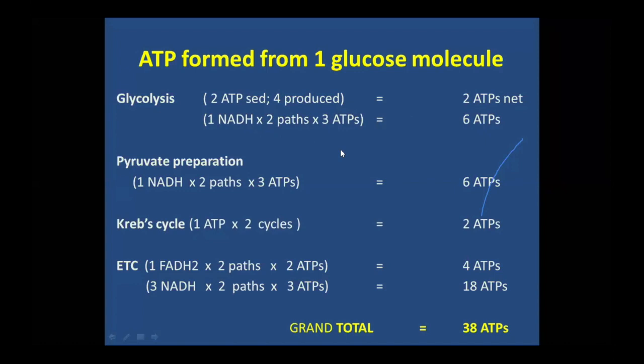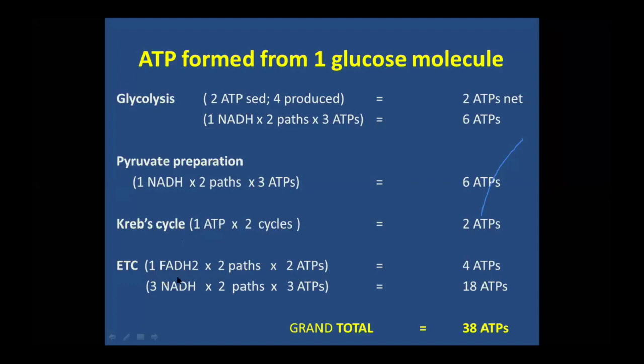glycolysis. In pyruvate preparation, meron ba tayong na-form na ATP? Wala po. Ang na-form lang po natin ay NADH. Pero sulit-sulit po tayo dito kasi ang isang NADH is 3 ATP. Dalawang paths po ito times 3 ATPs, then we have 6 ATPs. In the Krebs cycle, we have 1 ATP that was formed, if you remember, yung indirect formation nito by the turning on of the GTP, and then we have 2 cycles, so that would be 2 ATPs. Okay? Now, yung na-produce natin sa Krebs cycle na FADH2 at NADH, i-count na natin sa electron transport chain. Kasi dito naman po napaprocess talaga yung ATP.